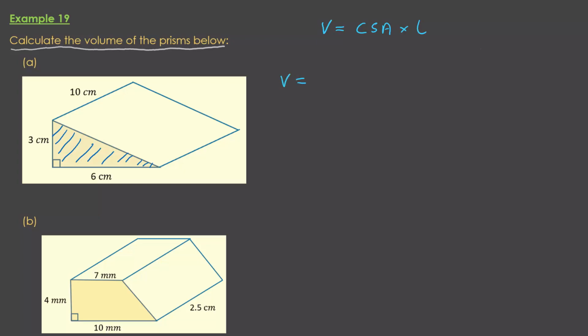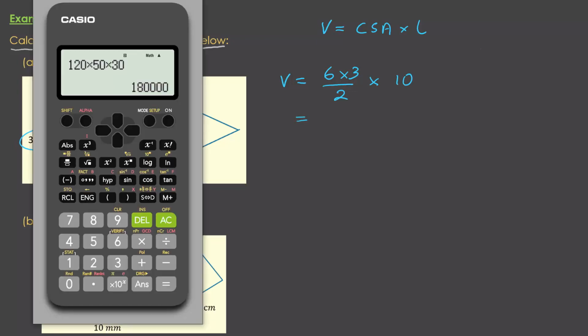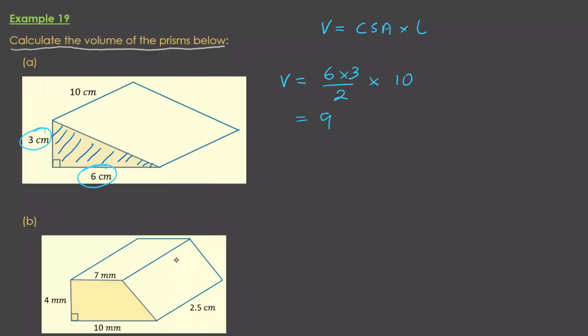So for this one, the cross section is a triangle with a base of 6 and a height of 3. So that's going to be 6 times 3 divided by 2. And then we multiply by the length, which is 10. So we're just going to get 6 times 3 divided by 2 times 10. And that is 90. And since all the lengths were centimetres, that's going to be in cubic centimetres.